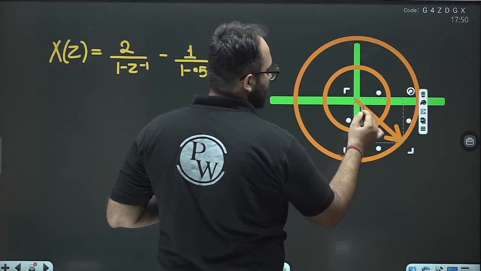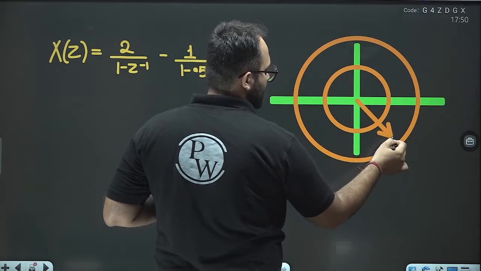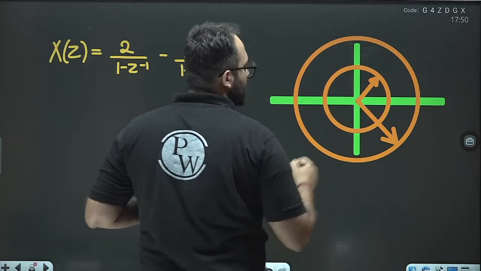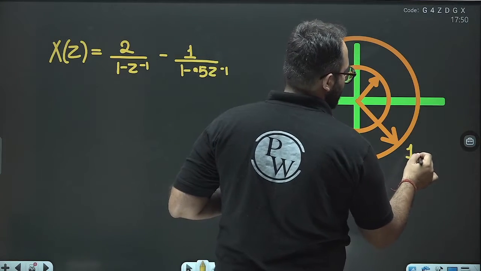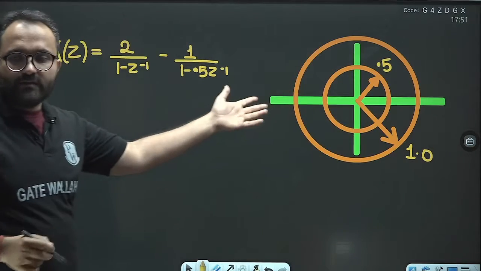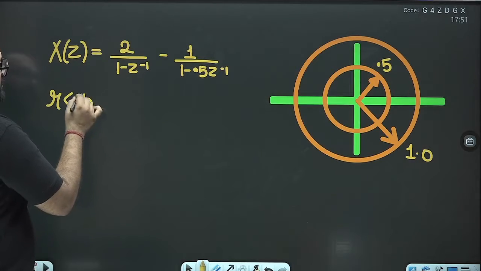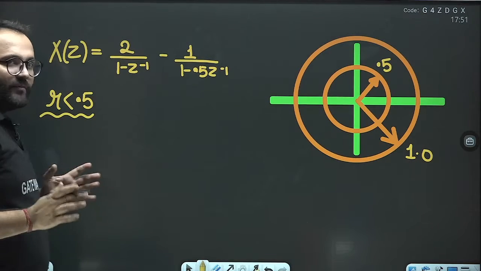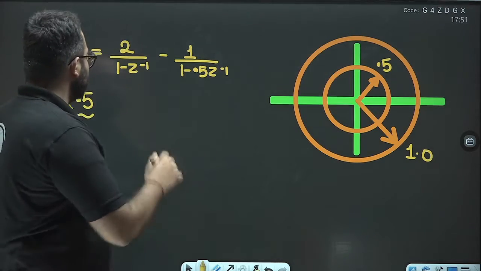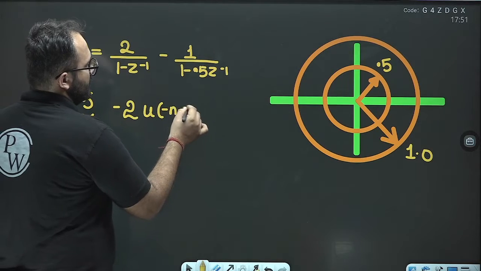One circle of radius 1, one circle of radius 0.5. So this is of radius 1.0, one of 0.5. Okay. Now we have three ROCs again. One region is less than 0.5. So here this region is inside both the poles. So we can see that both the poles will give us left sided signal. This will give us -2, u of minus n minus 1.